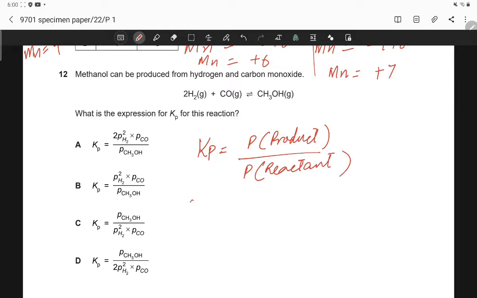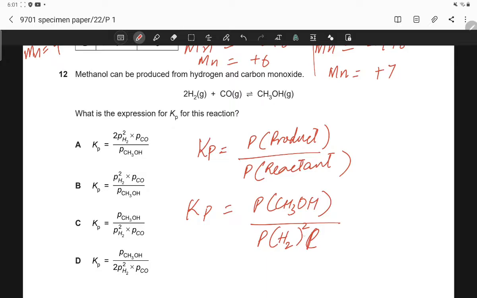So Kp is equal to the partial pressure of CH3OH divided by the partial pressure of H2 raised to the power 2 and the partial pressure of CO.